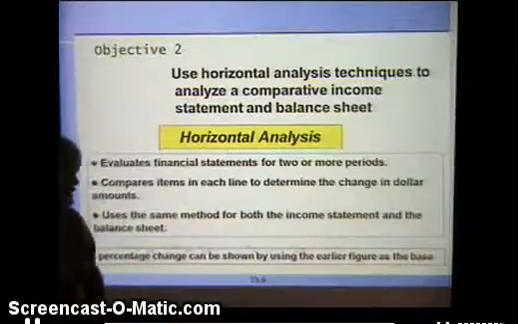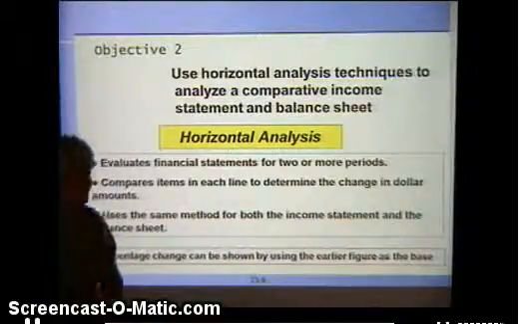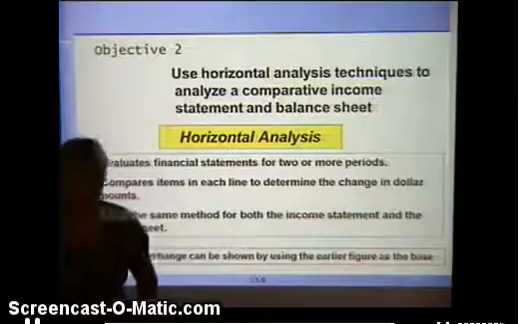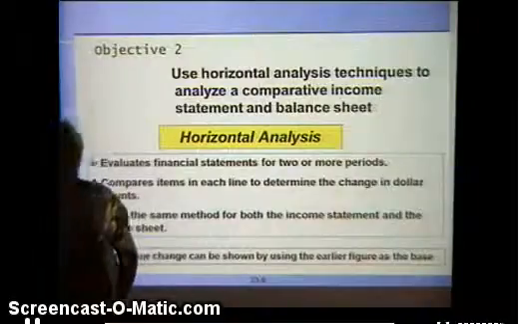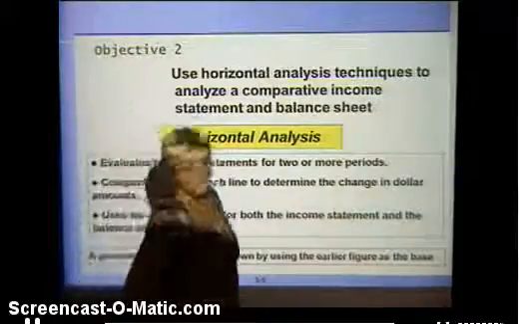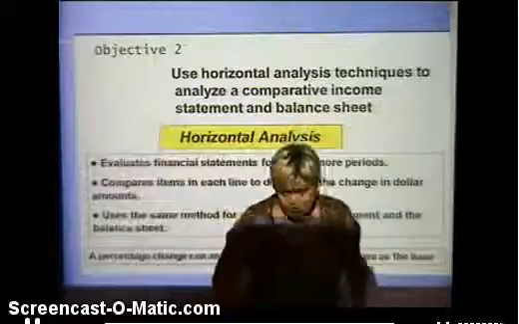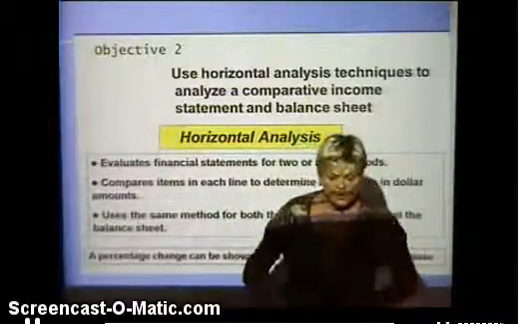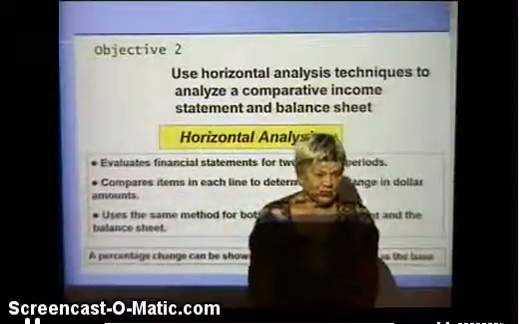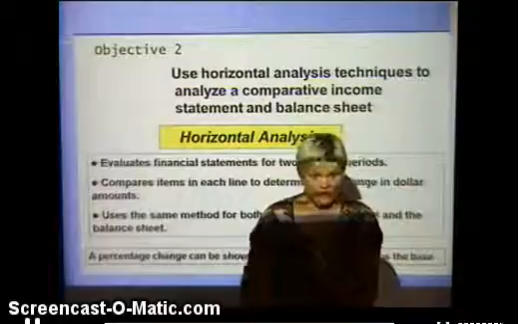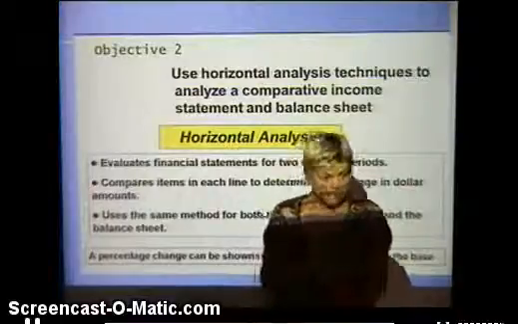The percentage of change can be shown by using the earlier figure as the base. So we use what we started with as your base, just like in math. When you have a percentage of change, increase or decrease, whatever you started with is your base. So the change goes from there, up or down.